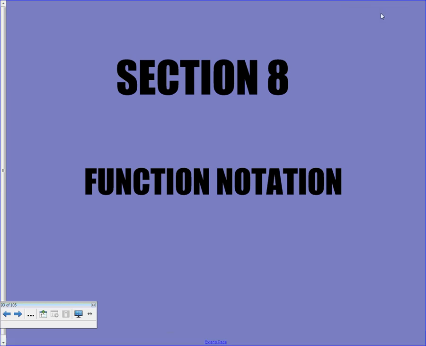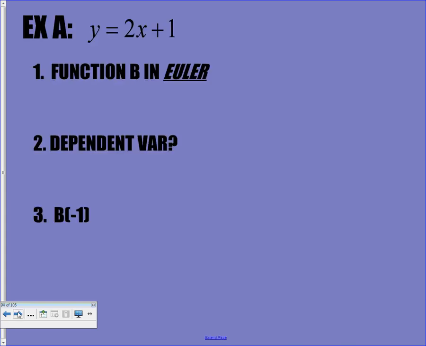Section 8 is all about function notation. So it's a little bit more terminology and learning how to use function notation more efficiently. Example A says y equals 2x plus 1. Okay, so that's a normal equation and what you're used to. But as you get moving forward in your mathematical careers, you're going to start to use things in function notation.